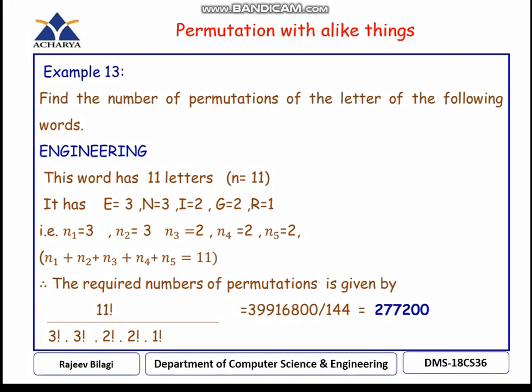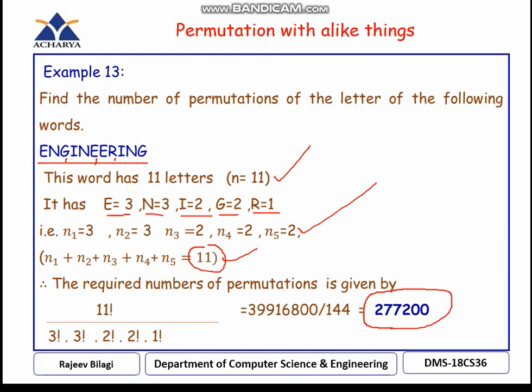Okay, another problem. The word is ENGINEERING. If you look at this particular problem, it contains 11 letters. Out of which E is appearing thrice, so E is equal to 3. Same thing, N is equal to 3, I is equal to 2, G is equal to 2, R is equal to 1. So n1 is equal to 3, n2 is equal to 3, n3 is equal to 2, n4 is equal to 2, n5 is equal to 1. If you add all these, it will be 11, and the formula will be n factorial divided by n1 factorial, n2 factorial, n3 factorial, n4 factorial and n5 factorial. If you find the value, it will be 277,200.